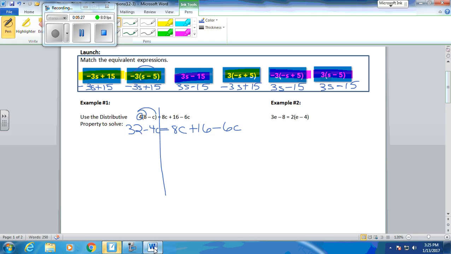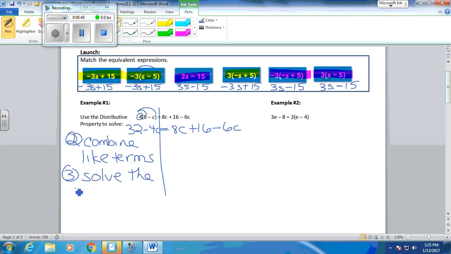So the steps are really to use the distributive property to solve. Then you want to combine like terms. And then you continue solving for the variable. That's really the steps. So as you see, each day we're just adding a new step, and it brings us back to a previous step that we've already done.